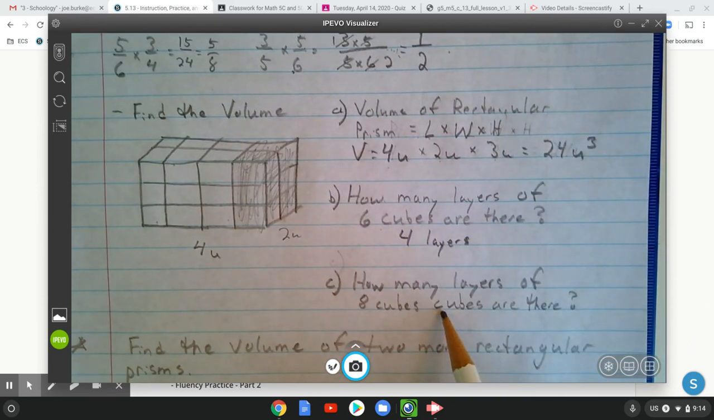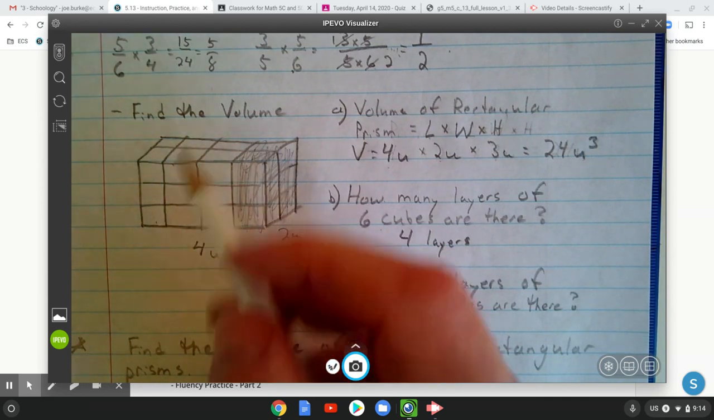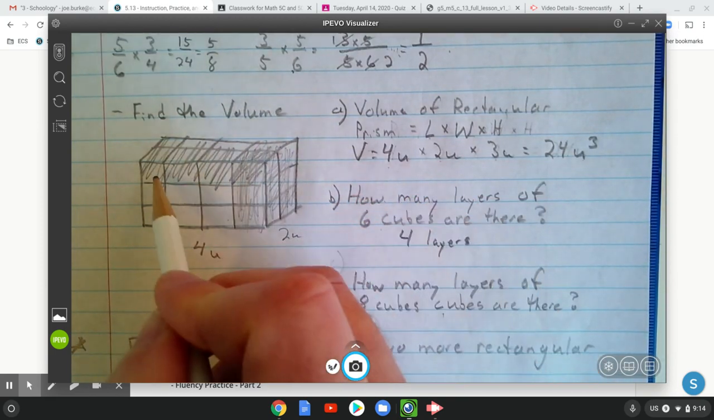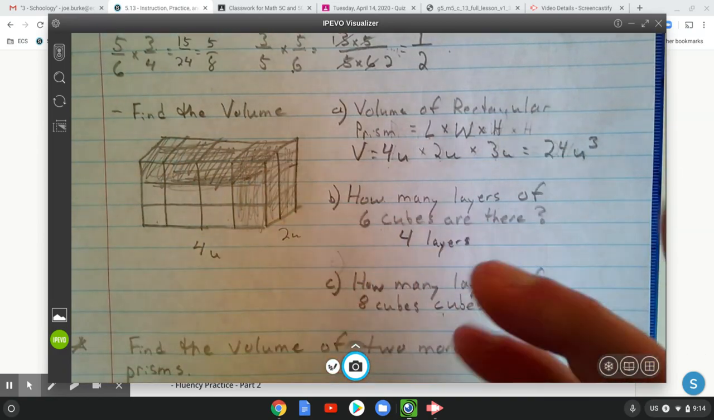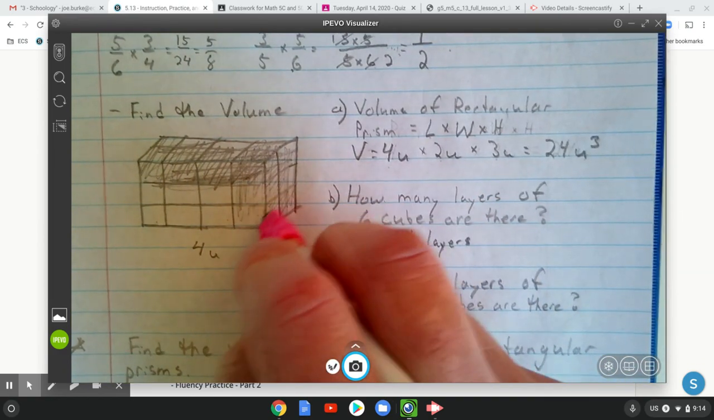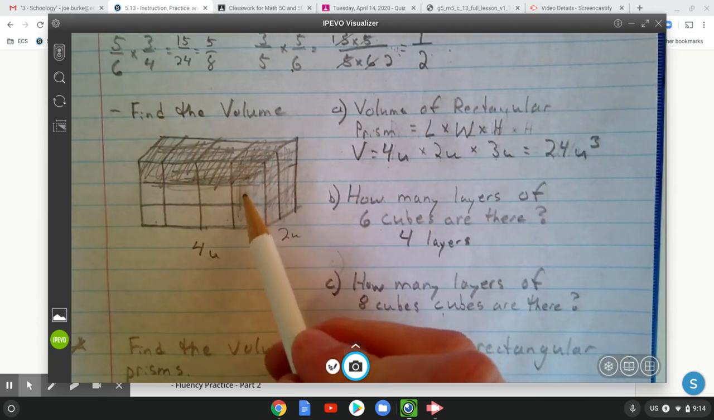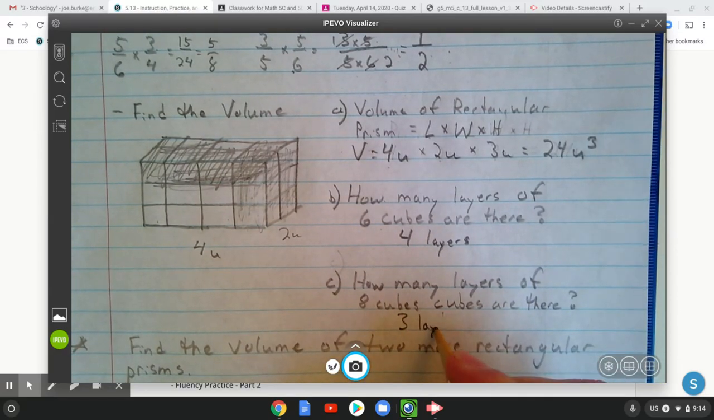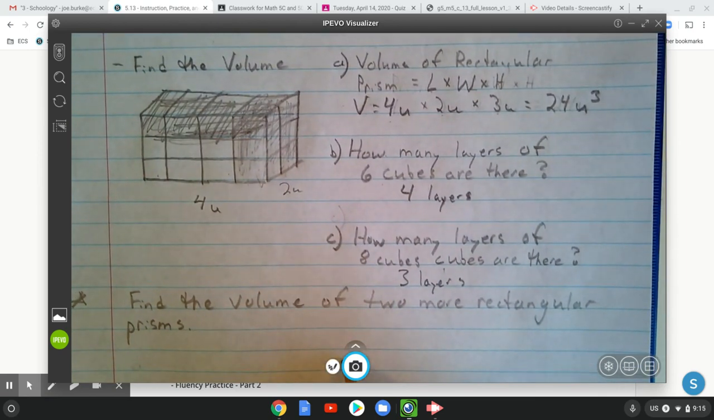And how many layers of 8 are there? Okay, so we have, let's see, 2, 4, 6, 8. So that would be a layer like this. Maybe we should think of this as a cake. I could erase these, but okay, layers of cake. How many layers of 8 are there? There are 1, 2, 3. 3 layers of 8. And now I want you to find the volume of 2 more rectangular prisms.